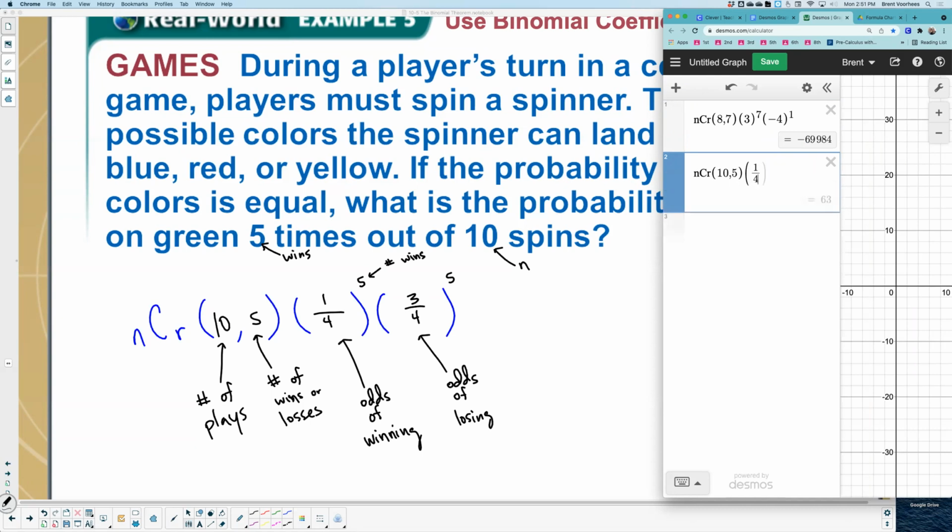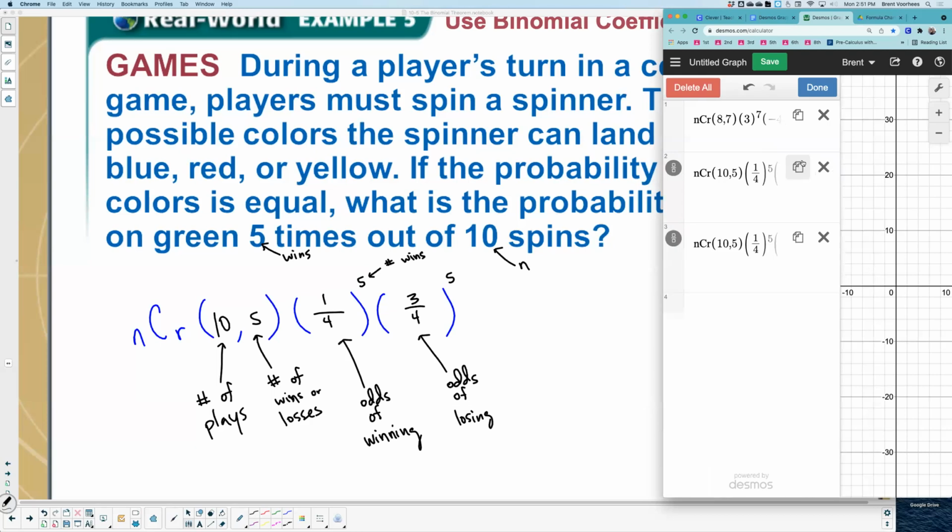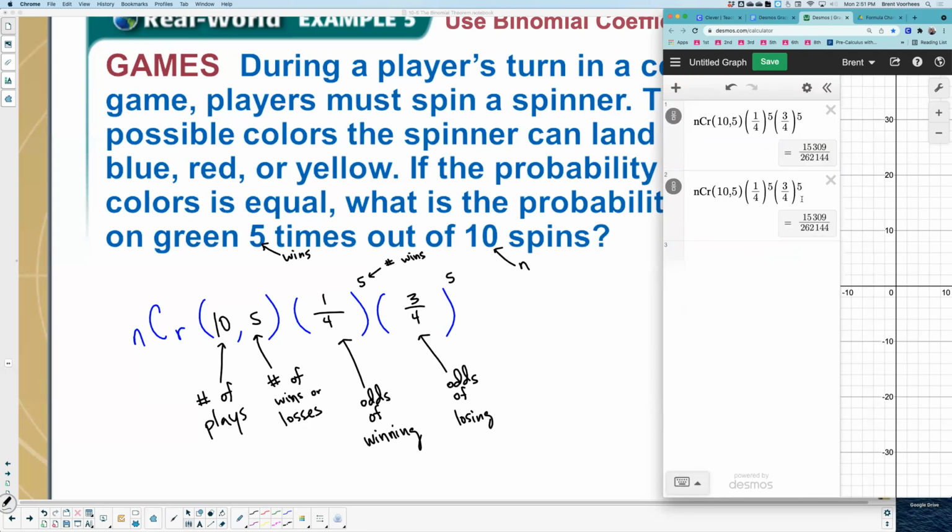And then we multiply times the odds of winning. Odds of winning 5 times, times the odds of losing 5 times, with the odds being 3 out of 4 that you lose. Okay, that gives you a crazy decimal. Let's change it and see if the fraction's any better. Oh, that fraction's not any better. I'll leave one as a fraction, one as a decimal. I'll just go ahead and round as well when I write it down.